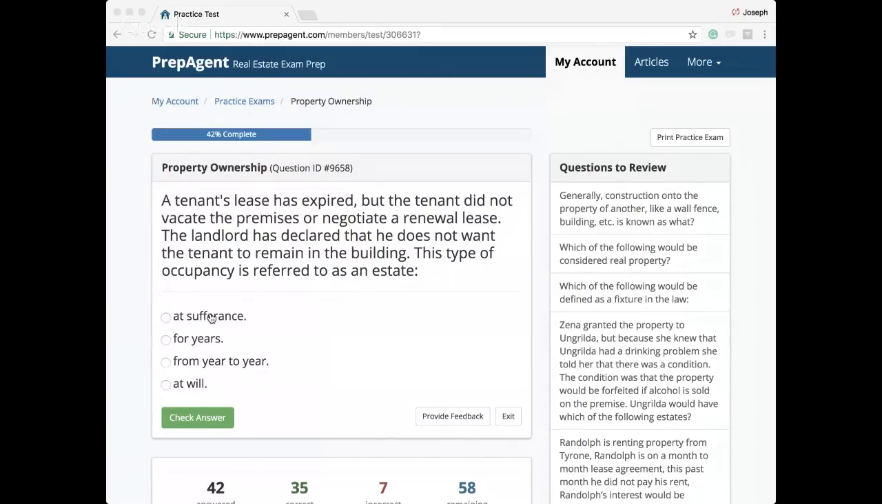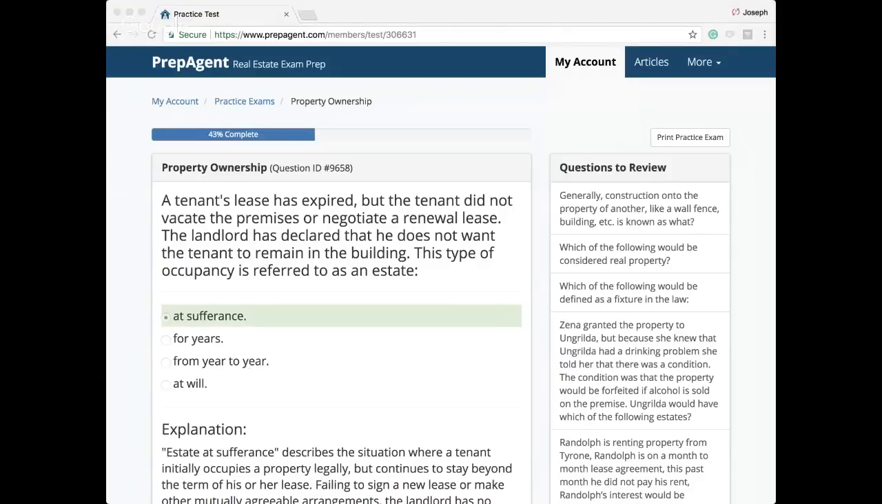And the answer is at sufferance. So good job, all you guys who put sufferance on the side. I see a lot of you in the chat wrote sufferance. Good job. Now, what I want you guys to remember, what we're talking about here is less than freehold estates.